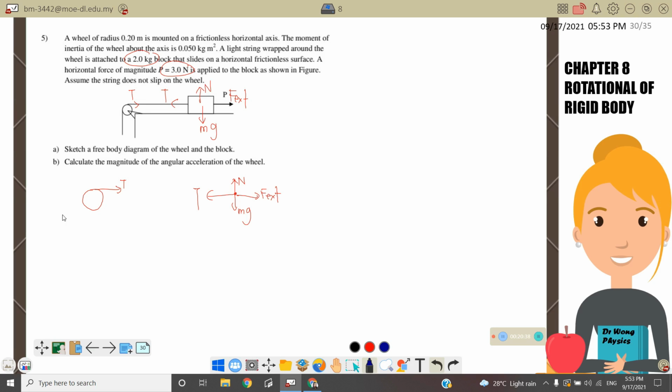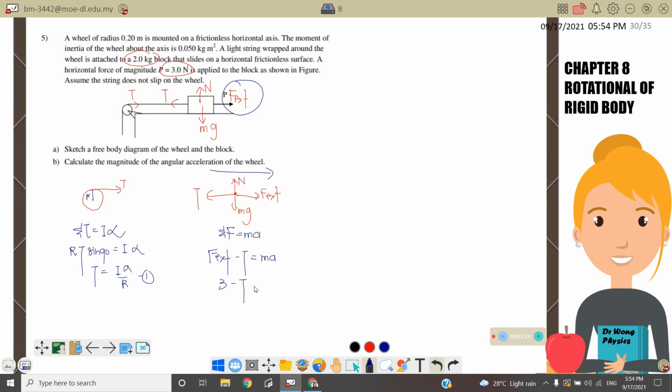The first one is for rotational. The net torque equals I alpha, where the net torque is R times the tension. So R times tension sine 90 degrees equals I alpha, and our tension equals I alpha over R. This is our first equation. For linear motion, F net equals ma, where our motion is to the right because the external force is pulling the object to the right. Therefore, F external minus tension equals ma, where F external is 3, minus tension equals m, which is 2, times acceleration a. This is the second equation. So our tension equals 3 minus 2a.